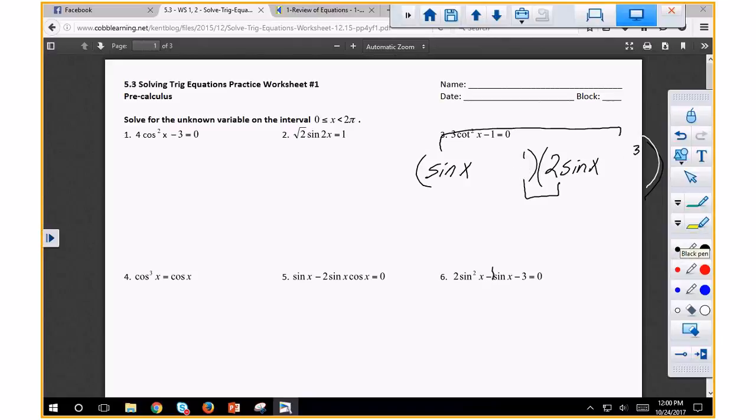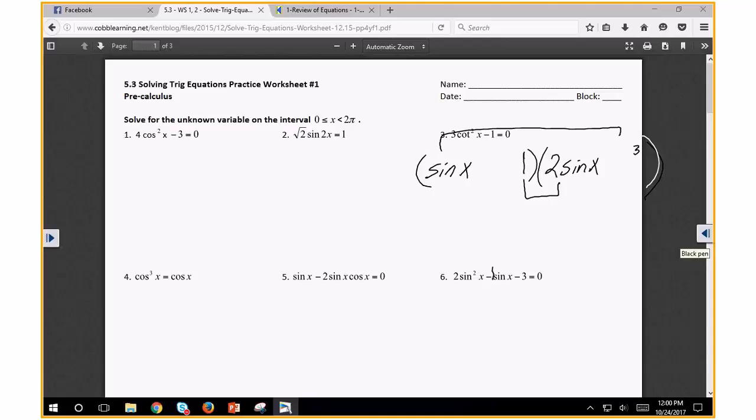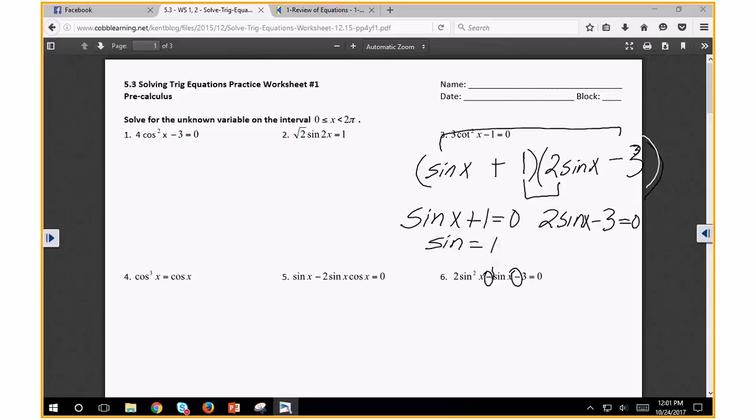So we've got a 1 and we've got a 3 here. We want a -1, so that means the biggest number has to be negative. This means unlike signs, so that's positive. So sine of x plus 1 is equal to 0, and 2 sine of x minus 3 is equal to 0. Sine is equal to 1. 2 sine is equal to 3.